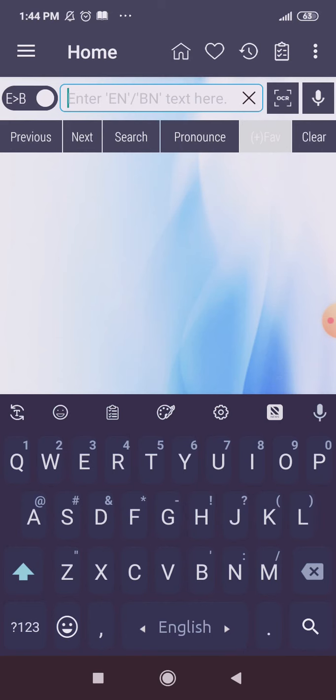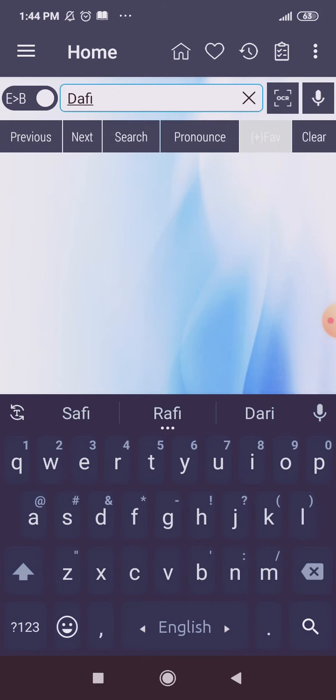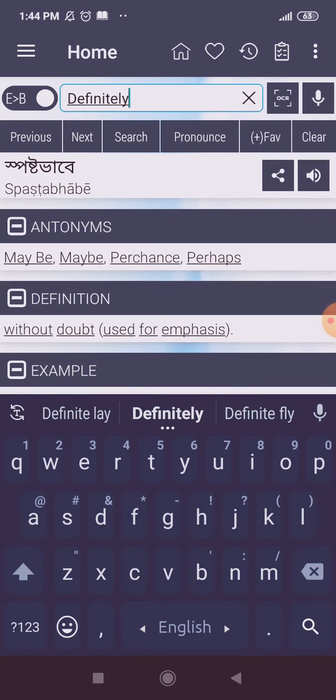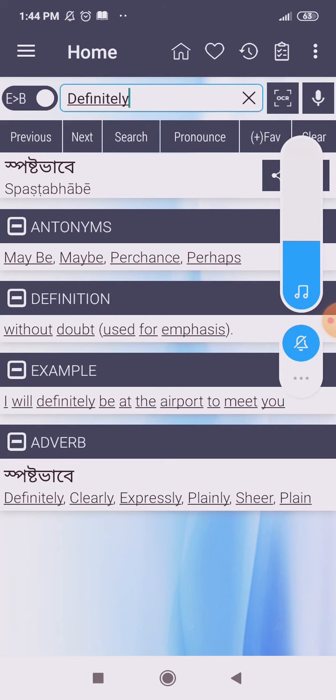Wait a second. Firstly, I am writing the word in the search box to search the word from the dictionary. Okay, done. Definitely. I have written the word in the search box. Listen to the pronunciation of the word.